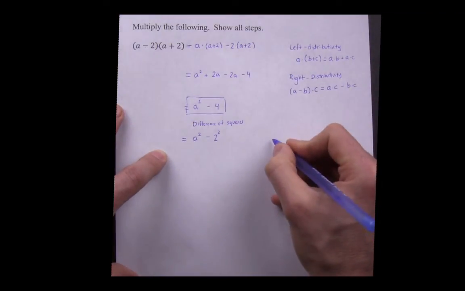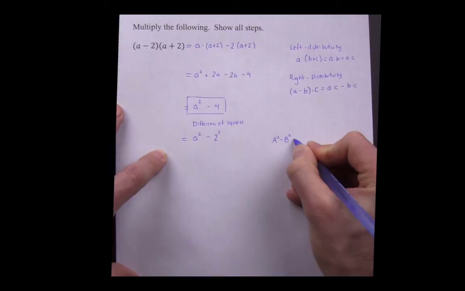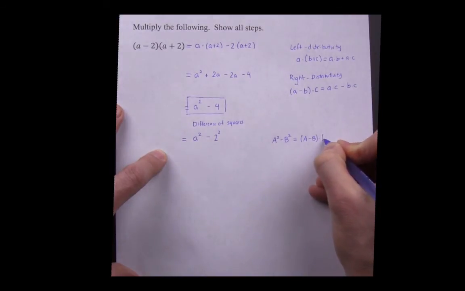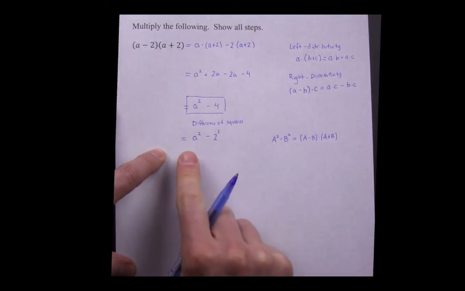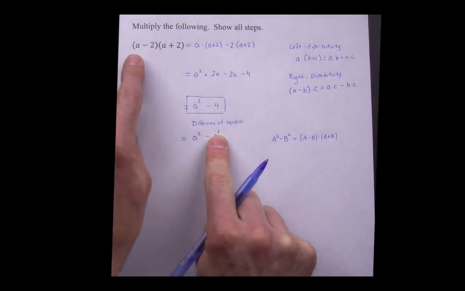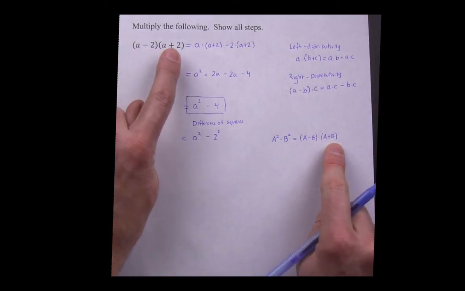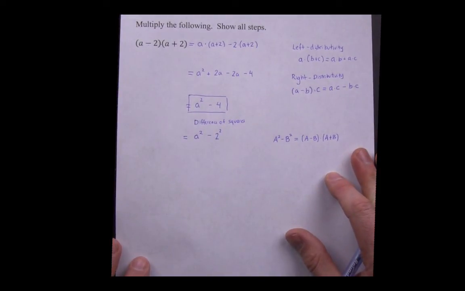One of the things that we'll see is a very famous general formula for the difference of squares: a squared minus b squared can be written as a minus b times a plus b. And that's exactly what we've seen here. A squared minus 2 squared can be written as a minus 2 times a plus 2. We're going to return to this in a future video.